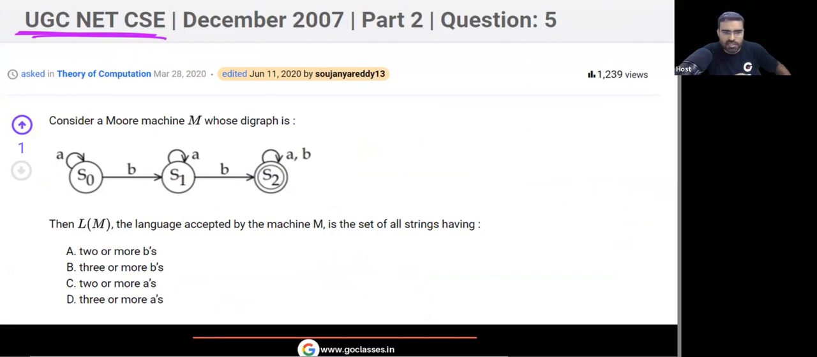Now, in this question, the question is simple. This machine is given to you. You can see this is a Moore machine. The question says Moore machine, but actually we will study this in digital logic, Mealy machine, Moore machine, what it means. For now, you can understand that these are just similar to finite automata.